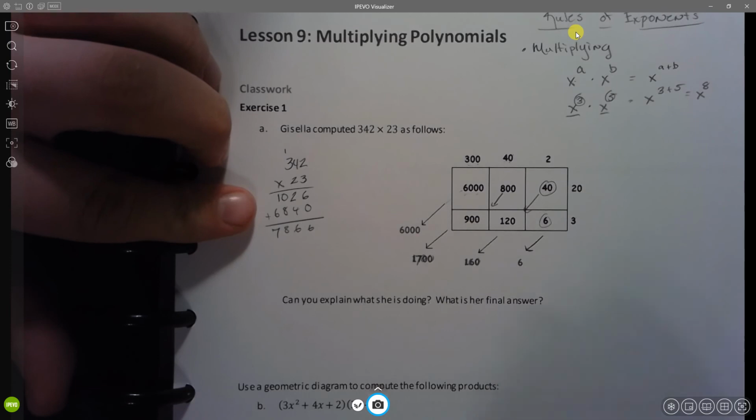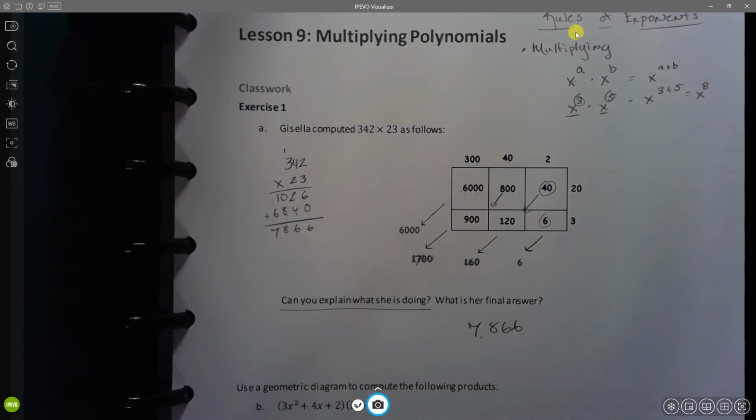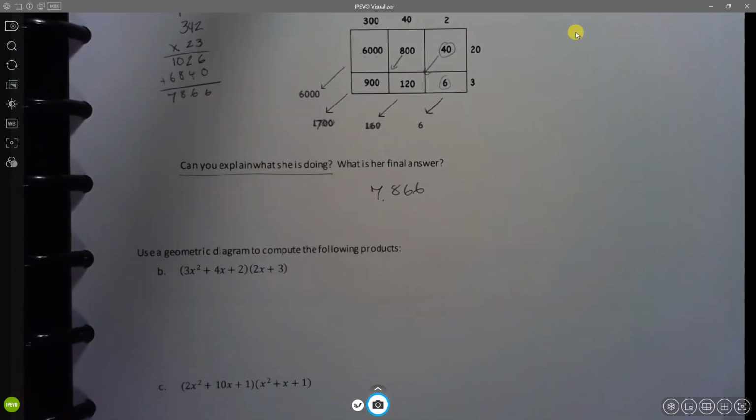We just explained what she was doing, and her final answer is 7,866. That is how she did that. That is what you call the grid method or the table method, however you want to look at it. Now they want us to use the diagram method, or the geometric diagram, to compute the following products. So it's the same concept.